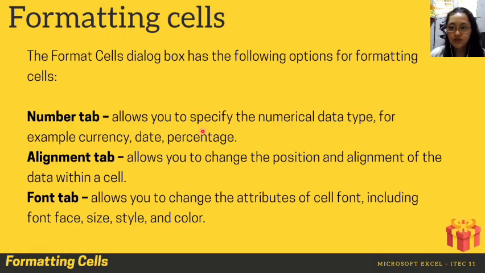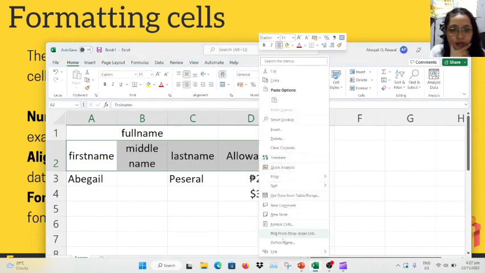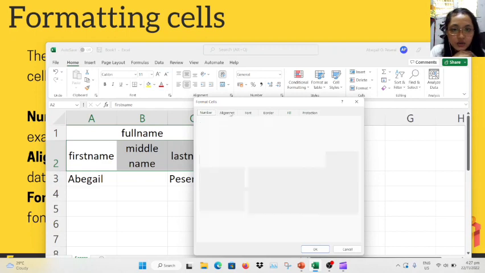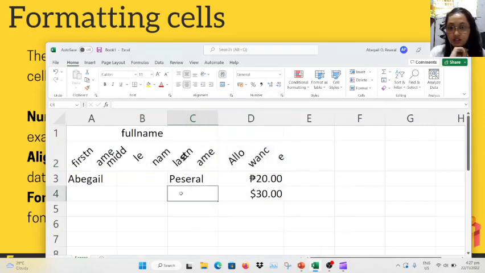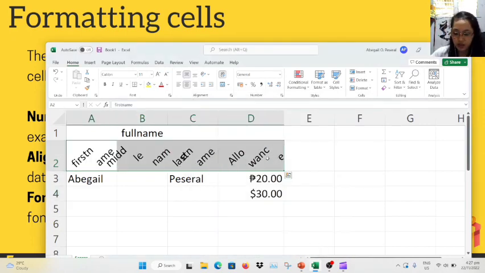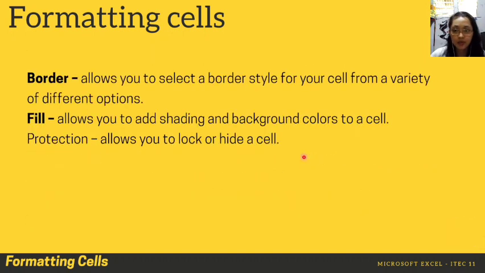So we also have a number tab, alignment tab, and font tab sa atong format cell. So let's say for example, I'm going to format this one. So I'm going to highlight, then click format cell, then go to alignment. So I can adjust the text into this one. Let's say this one. So you can play with the format cell or formatting tab.